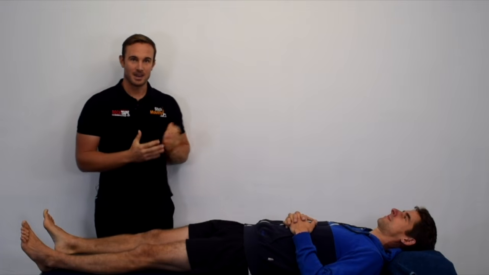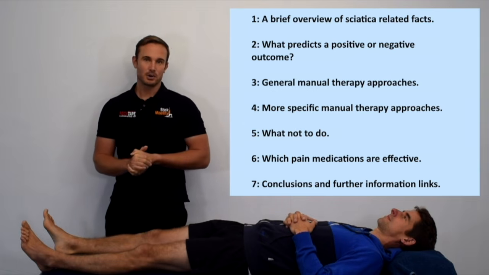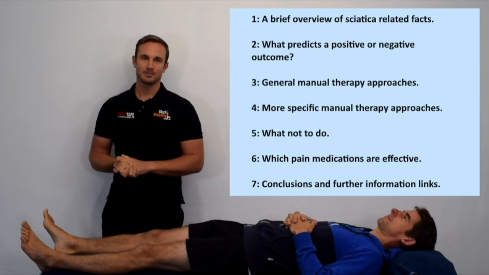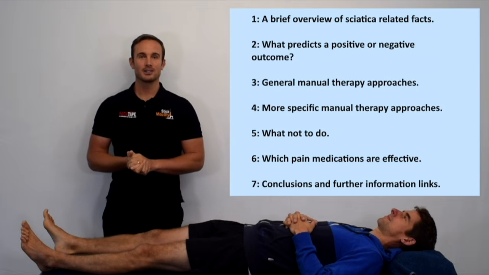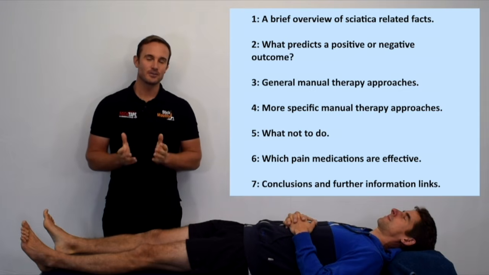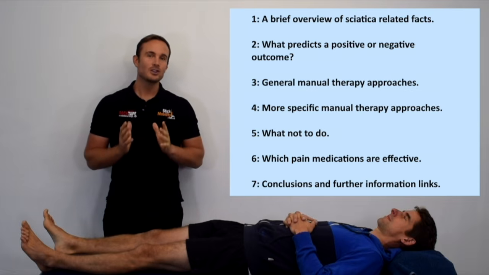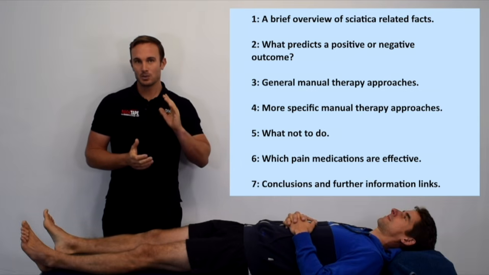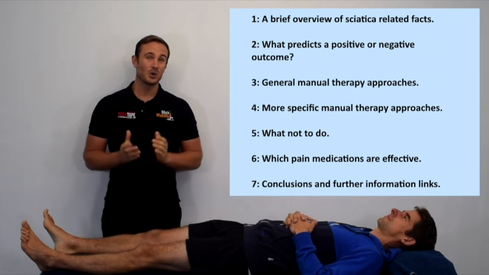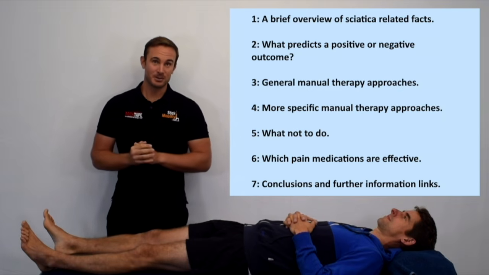This presentation is broken down into 7 parts, which are as follows. A brief overview of sciatica-related facts. What predicts a positive or negative outcome? General manual therapy approaches. And then more specific manual therapy approaches that we can try for our patients suffering from lumbar radiculopathy. We'll also look at what not to do and a presentation on which pain medications are effective or ineffective for sciatica. We'll then have some conclusions and sources of further information.